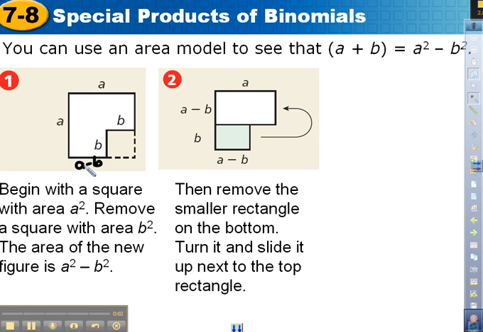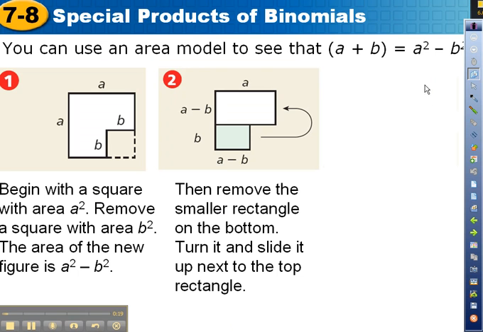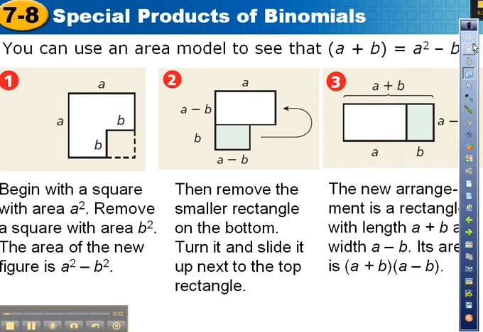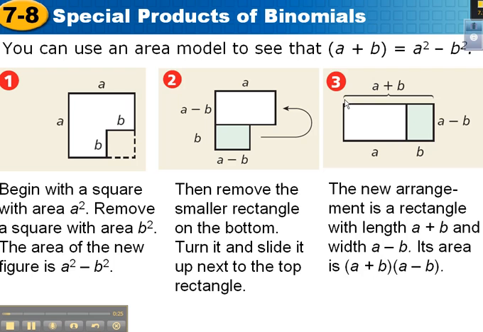Video number 4. If this little length right here is a minus b, once you chop off this piece and slide it around over here, then this length right here is a minus b. This length here is going to be a plus b, and this length here is a minus b. The new arrangement is a rectangle with a length of a plus b and a width of a minus b. The area is a plus b times a minus b.